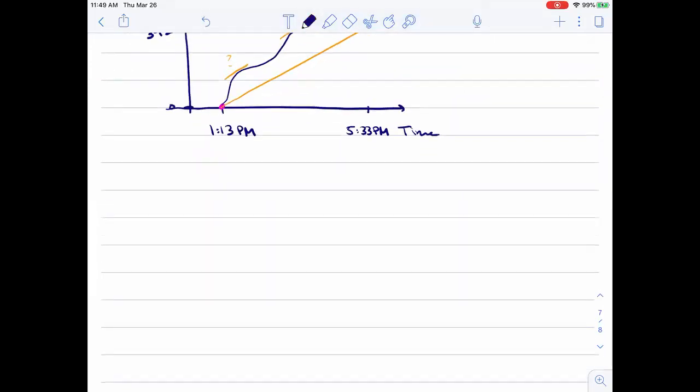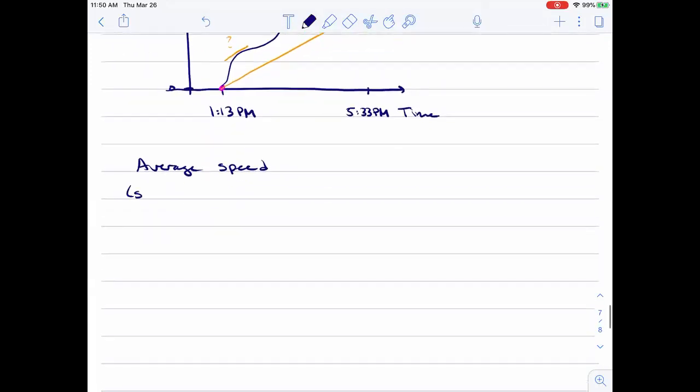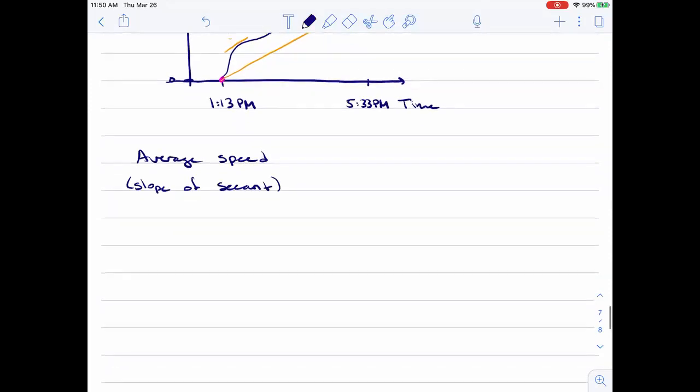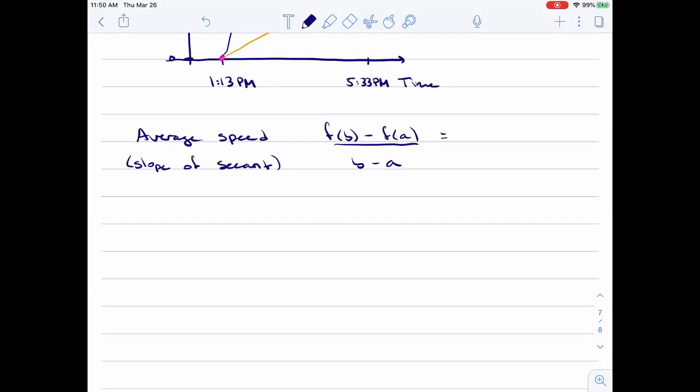So if we're talking about the average speed, that's going to be the slope of the secant. That's going to be f of b minus f of a over b minus a, which, if we use the time as our input, is f of 5:33 minus f of 1:13, I'm going to assume that it's PM, over 5:33 minus 1:13.